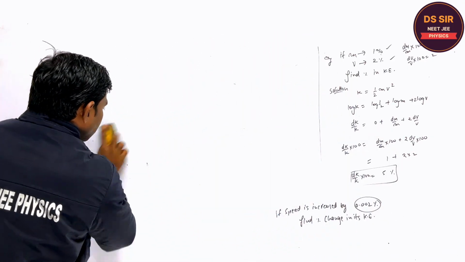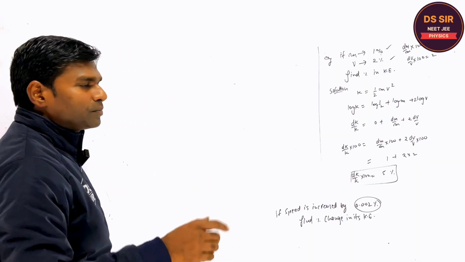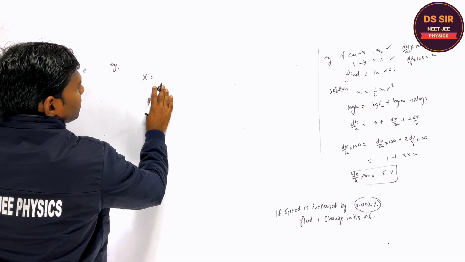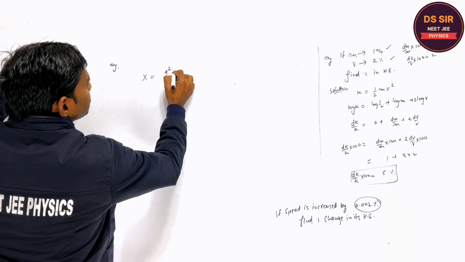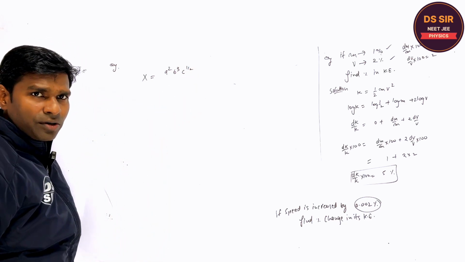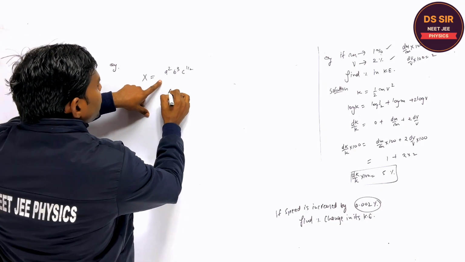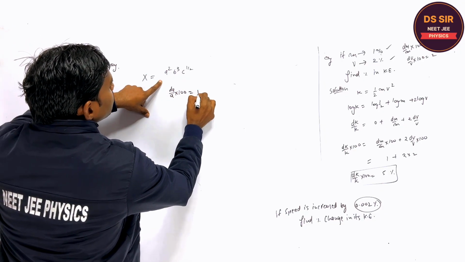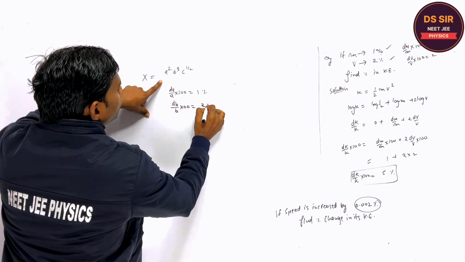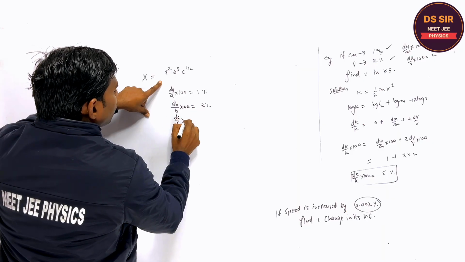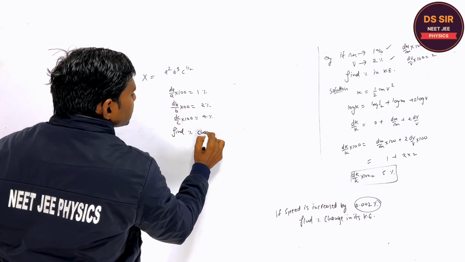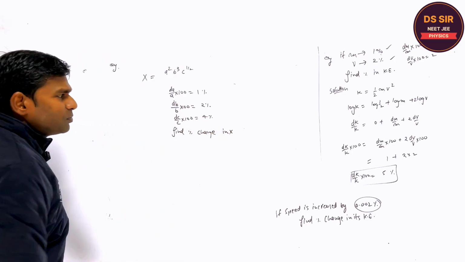Listen, one more thing. I am giving you one more example. For example, x is a quantity which depends upon A square, B cube, C to the power 1 by 2. Suppose there is a percentage change: dA upon A into 100 is equal to 1%, dB upon B into 100 is equal to 2%, and the percentage change in quantity C is equal to 4%. Find the percentage change in X. You understand this thing or not?